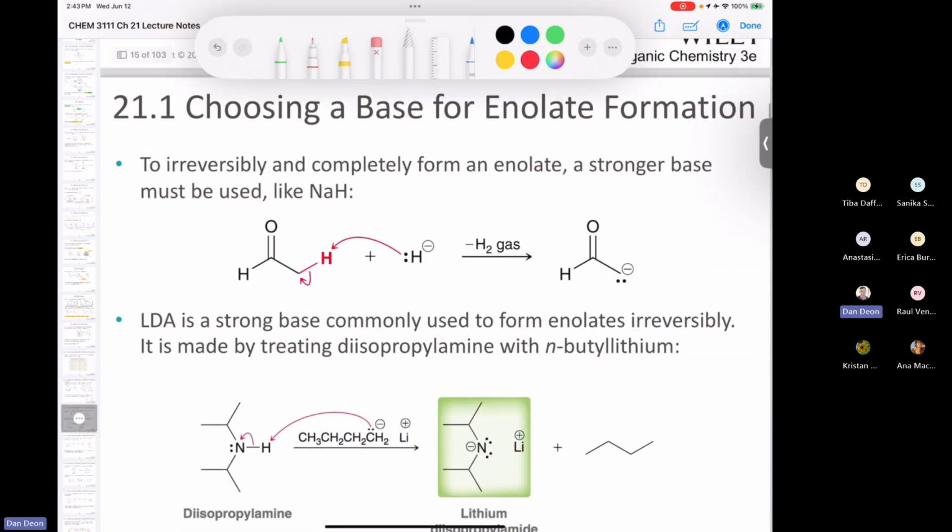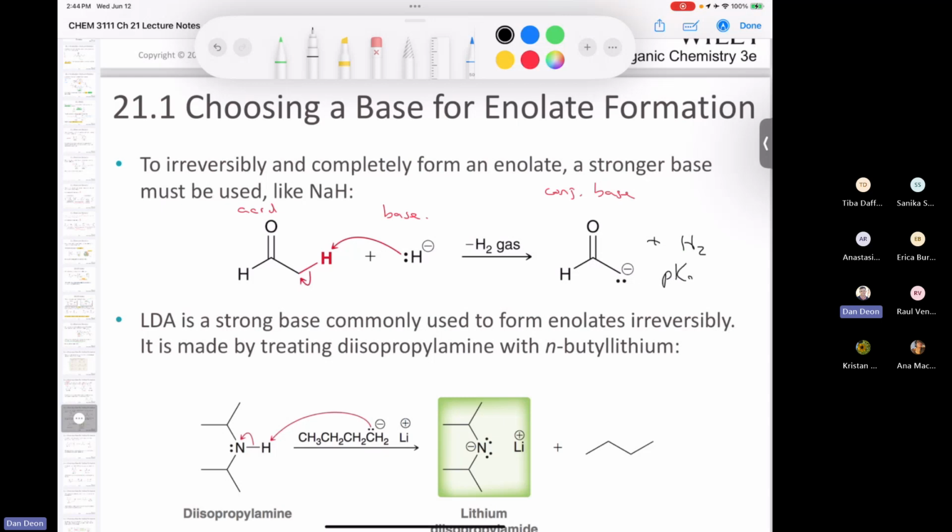Well, what about a base like sodium hydride? NaH, that's a pretty strong base. Well, if you were to use sodium hydride as your base, acetaldehyde would be your acid. This would be your conjugate base. And your conjugate acid in that case would be H2 gas. And H2 gas has a pKa around 35.